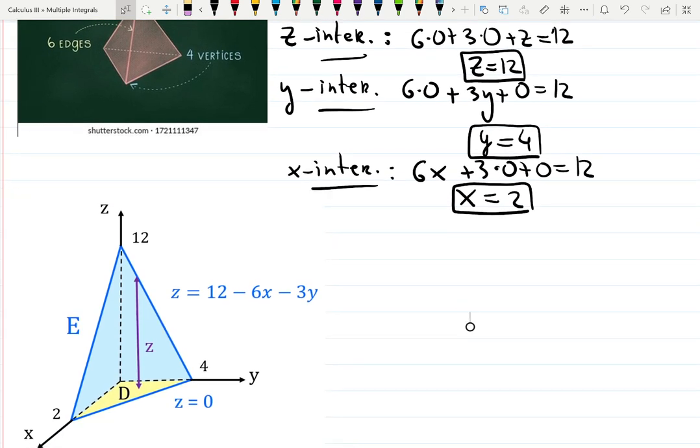No, it's fine. So the whole tetrahedron is supposed to go to these places, right? But we ignore them because we only need the first octant. Then, where does it touch y? At 4, we just got that. Where does it touch x? At 2, and then z at 12. That makes a difference, and this in blue is this plane, z equals 12 minus 6x minus 3y. Z equals 0 is on the floor, and this is going to be our E.